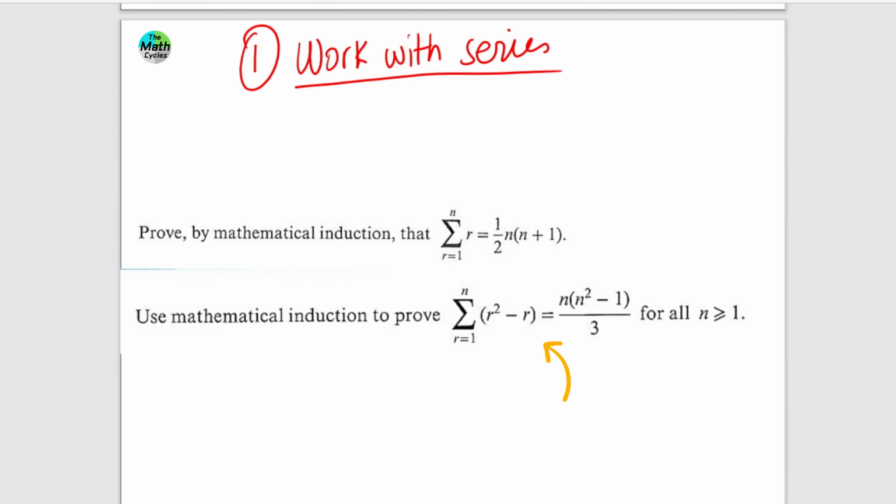The other example here is to prove that the summation of r squared minus r, from 1 to n, equals n into n squared minus 1 over 3, for all n greater than or equal to 1. So here I know that I'm going to start from 1. How do we do these types of questions, how do we deal with series to prove by induction?